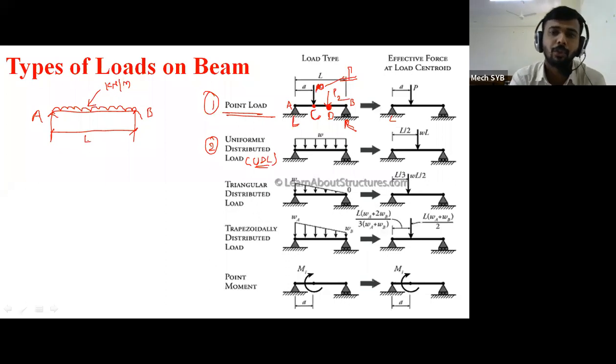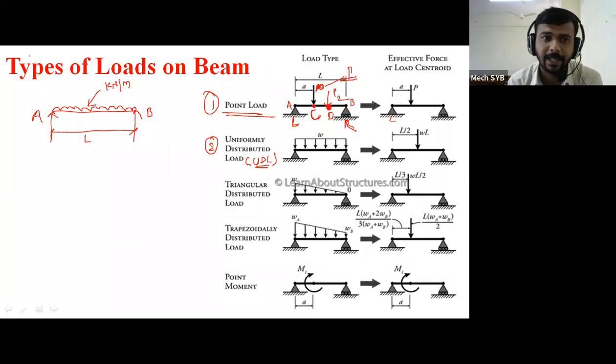What is the meaning of uniformly distributed load? The name itself suggests it. The load which is uniformly distributed, or the load which is uniformly spread over the length of the beam, is called a uniformly distributed load. Once again, I will repeat the definition: the load which is uniformly distributed or which is uniformly spread over the beam. Over the beam means the total length of the beam.